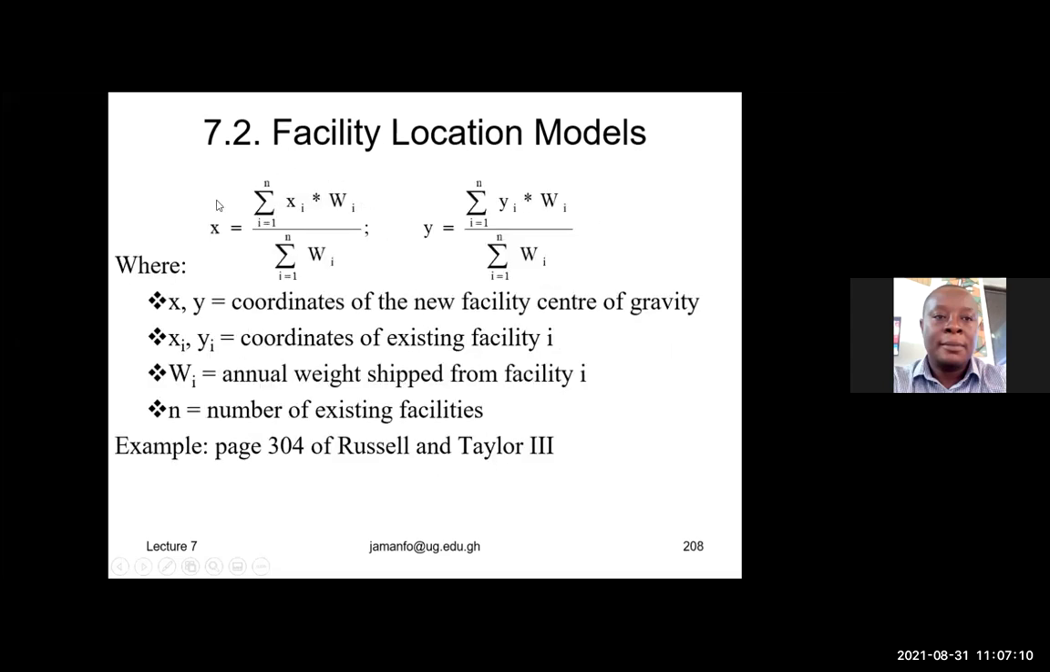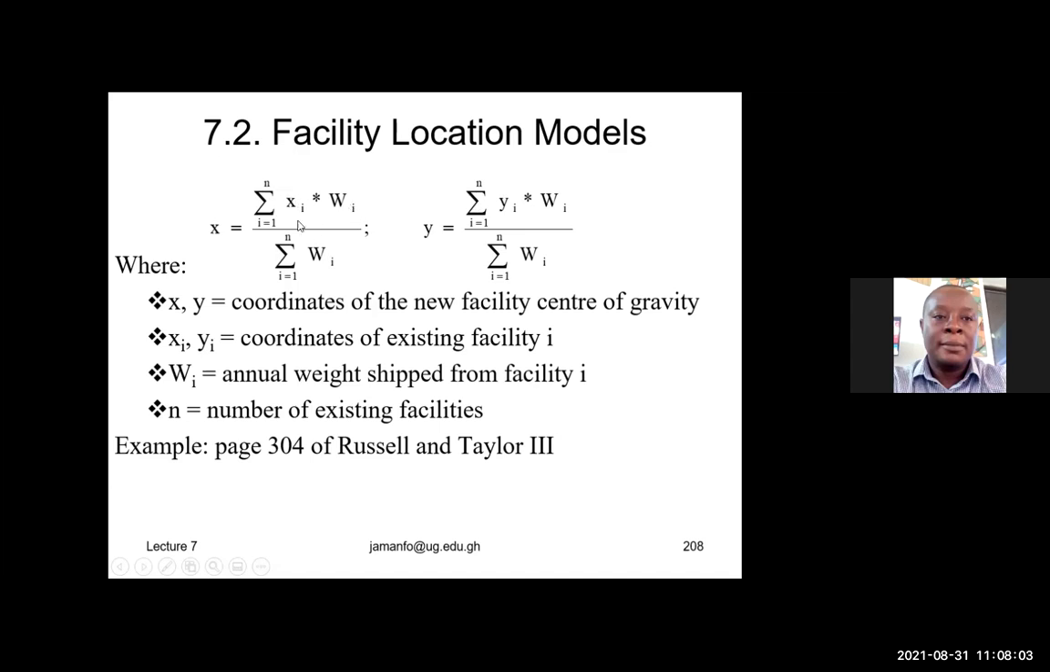So, what is the formula? The formula is the summation of the product of x coordinates with the weight of shipments from that particular location, all divided by the weight of shipments. Then you do the same with the y coordinates. Remember, each location on a map will have x coordinates and y coordinates.